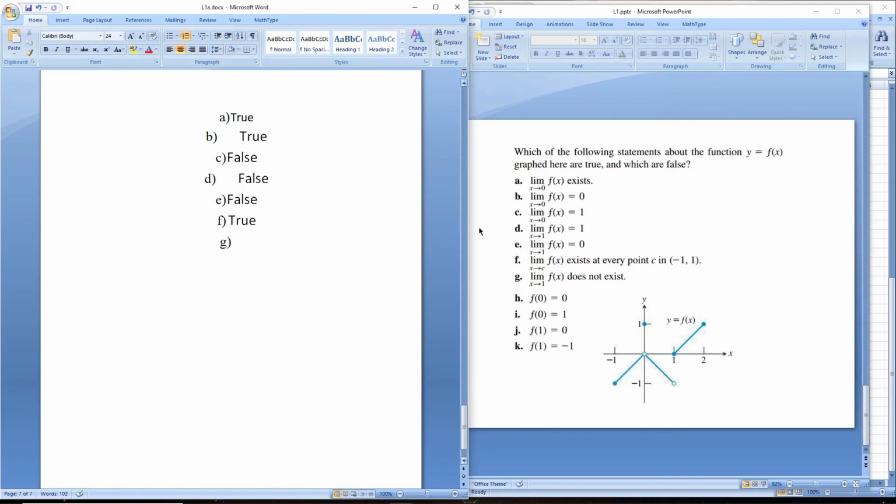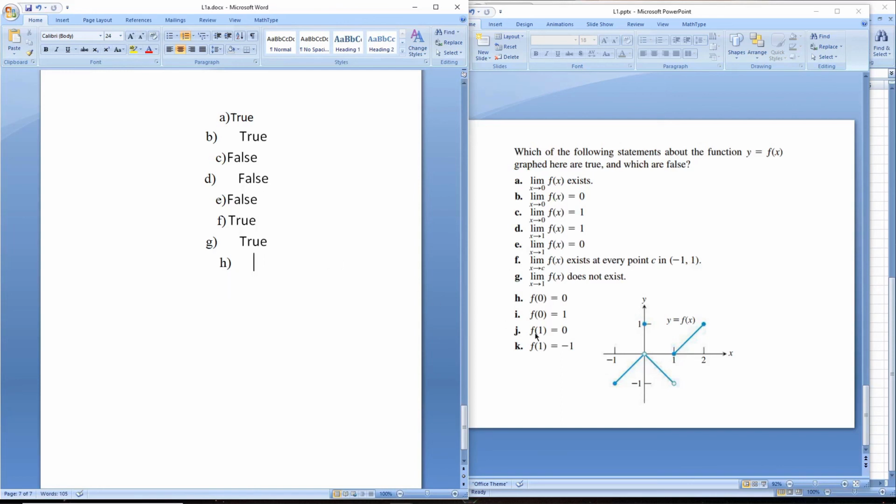So let's check out G. The limit at 1 does not exist. And that's funny because I just said that. The only place the limit doesn't exist here is 1, because these people would not meet if they tried to walk towards each other. So G is true. The limit does not exist as we approach 1.